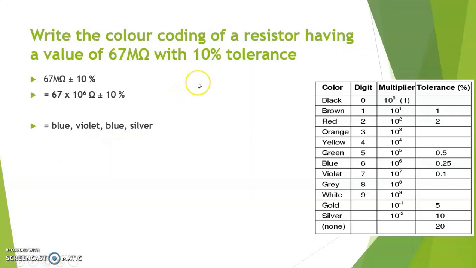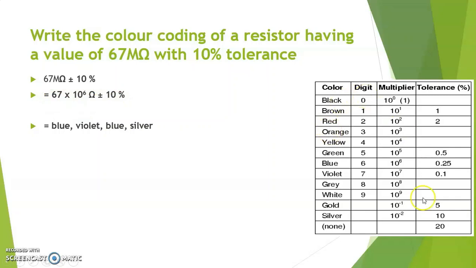Next let us do some problems based on color coding of resistors. The first one: you've been asked to find the color coding of a resistor having the value 67 mega ohm with 10% tolerance. So 67 mega ohm plus or minus 10% means 6, 7, the first 2 digits you can write as such. Then in order to get the multiplier, you convert that unit into a power of 10. Here it is mega ohm, so it is 10 to the power of 6, then plus or minus 10%.